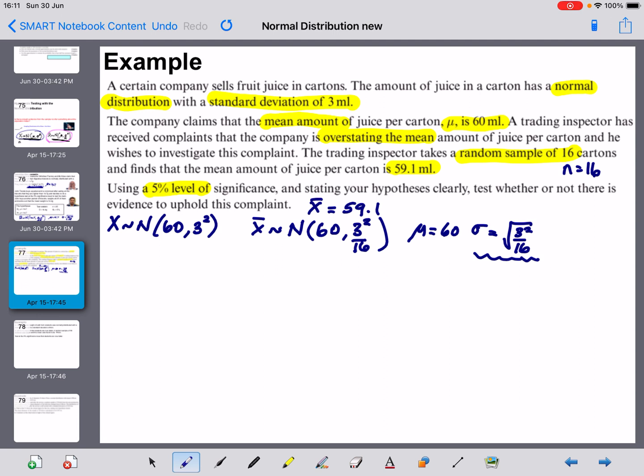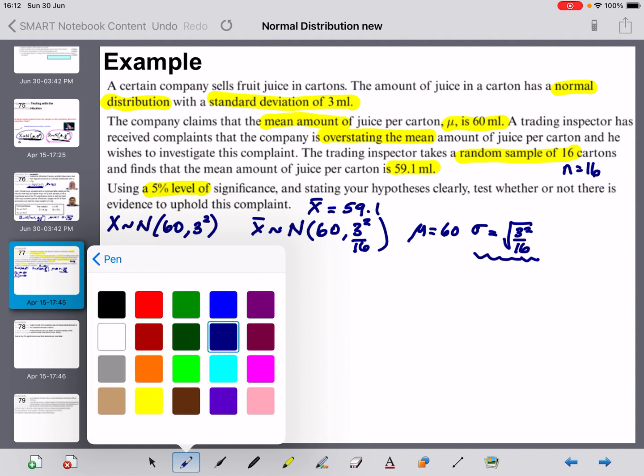The next thing we need to do is write our hypotheses. So the null hypothesis, we're assuming that the mean is as it's stated. And then the alternative hypothesis, well, the trade inspector says it's overstated, which means he thinks that it's less. Okay, so we've done everything we need to do. Right, so now we can do both methods.